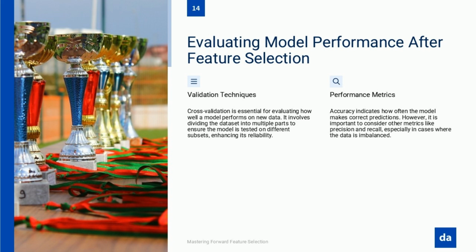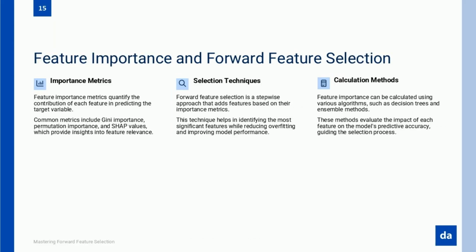Now that we know how to measure success, let's take it one step further, understanding why certain features are more important than others. That's where feature importance analysis comes in, and it's what we're covering next. Not all features are created equal. Some are game changers, making your model significantly better, while others are just dead weight, adding noise without contributing anything useful. That's why understanding feature importance is crucial, because even after forward feature selection, we need to know why certain features were chosen and how much they actually matter.